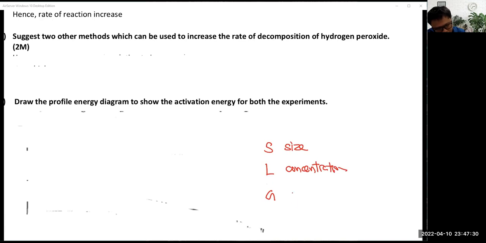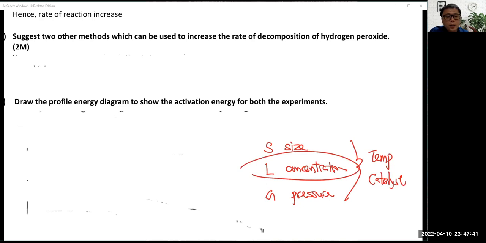For gas, you can increase the pressure to increase the rate of reaction. These three can use the common factor of temperature. Then catalyst is another one. So in this case, we only have hydrogen peroxide, which is a liquid. So you can increase the concentration of the hydrogen peroxide. You can increase the temperature.